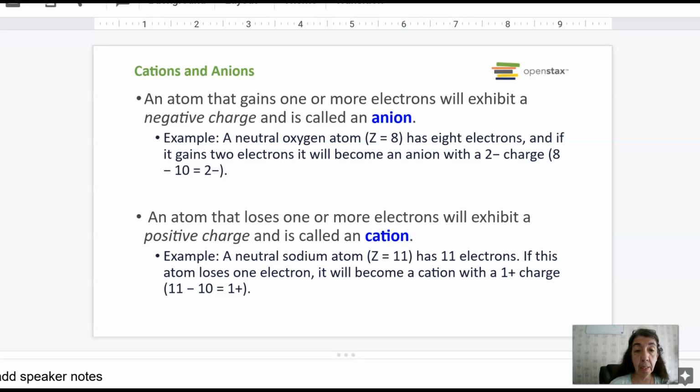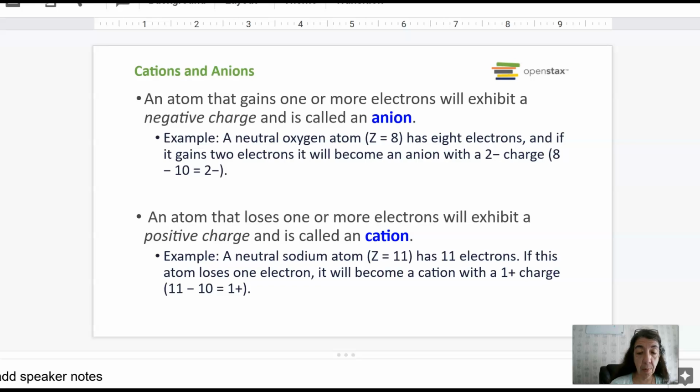So if the atom gains an electron, it has a negative charge because it's gained this negative charged electron, and it's called an anion. So a neutral oxygen that gains an electron or 2 electrons now becomes an anion with a -2 charge. An atom that loses an electron, so it loses a negative thing, that means it's left with more positives than negatives, so now it's a positively charged ion, and it's called a cation.